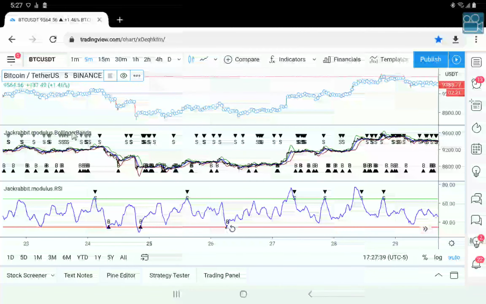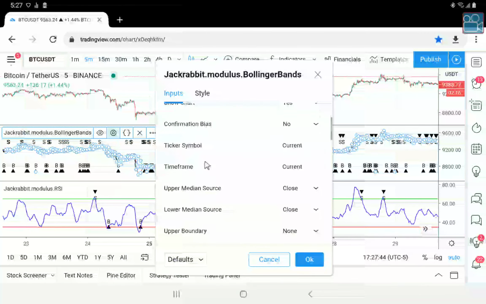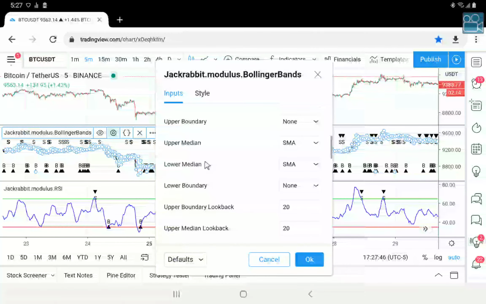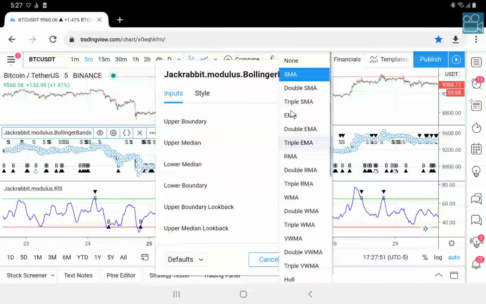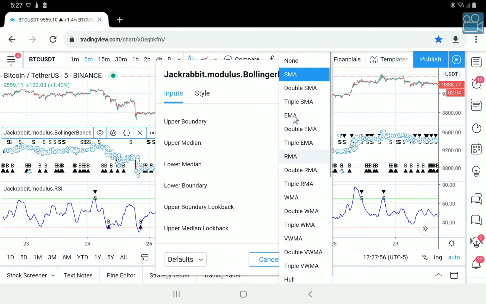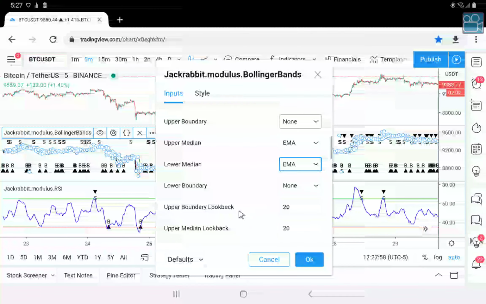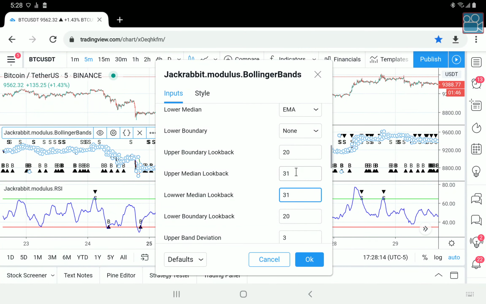So now let's take a look at Bollinger's. Okay, lower median, upper median. Let's go to a classic EMA. Let's give this a little bit more of a pop. And let's stretch the upper and lower median lookbacks to 31. Let's see what we can come up with.